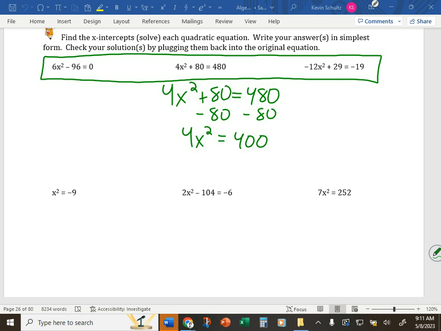So this first one, equals 0, looks exactly like the one that you did for practice. This one equals 480. It looks a little bit different. This one looks a little bit different as well, but the first step is always move that constant over. It doesn't matter what's over on the other side. Okay, move that constant over. So just these 3, work must be shown, just these 3 for tomorrow.